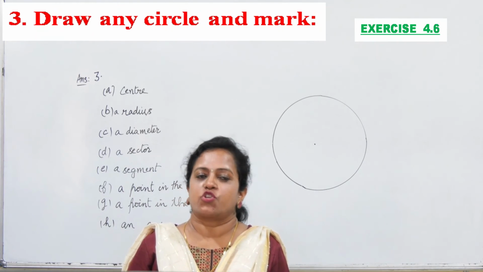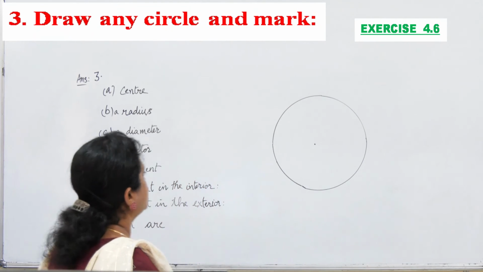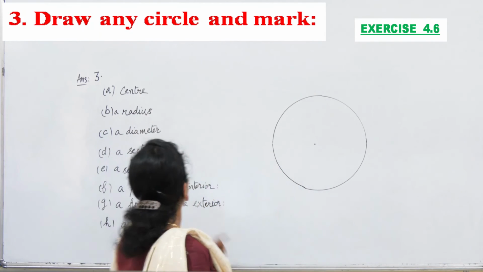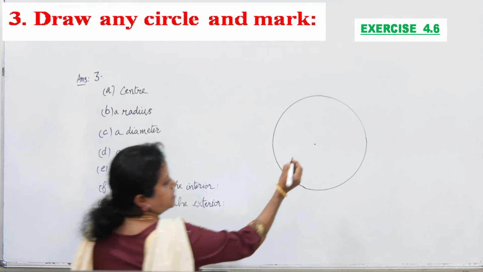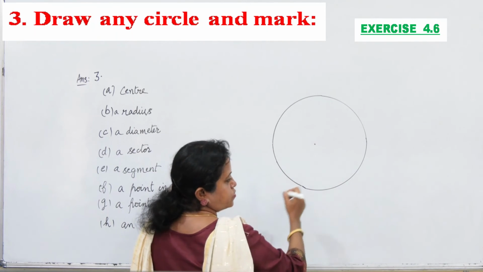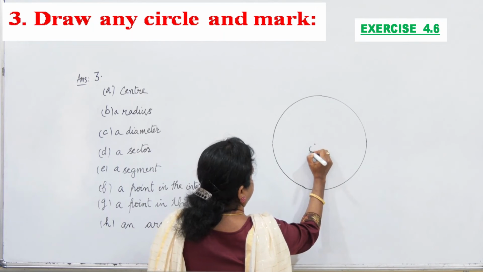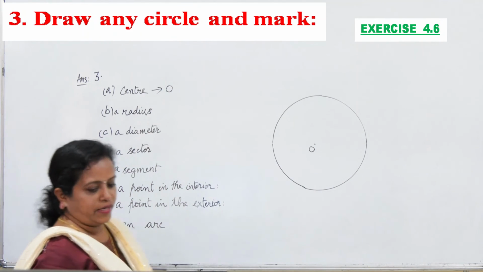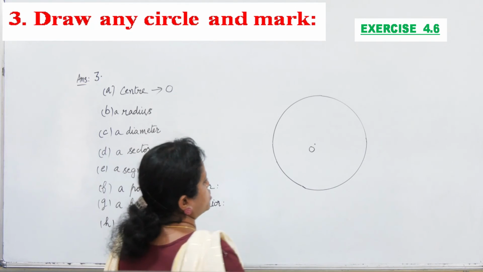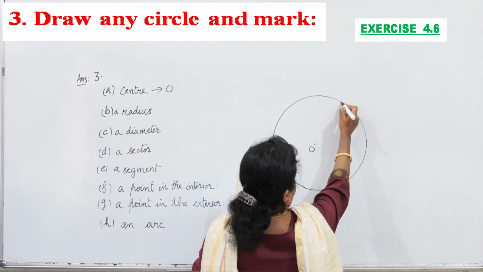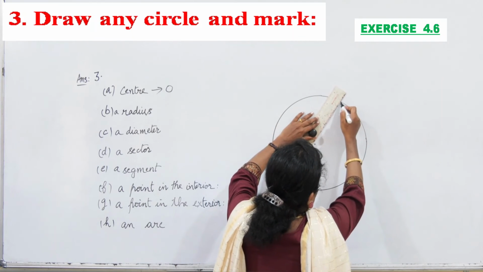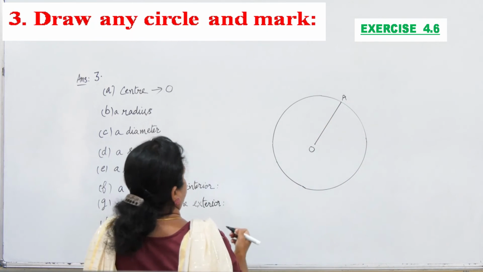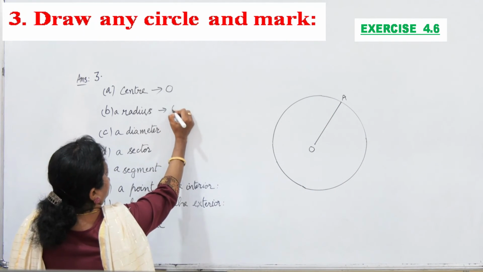Question number 3 is draw any circle and mark. You have been asked to mark all these on the given circle. So I have made a circle. First you have to mark the center. You know that the center is the interior point from where we construct the circle. So I name the center as O. Next is a radius. For radius we have to take any point on the circle, that is on the circumference of the circle, and join it to the center. So if I name this point A, one of the radii is OA.